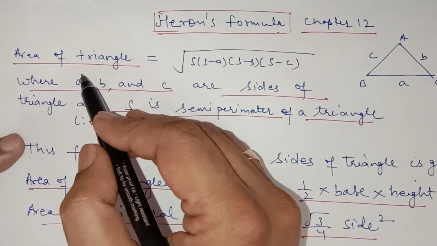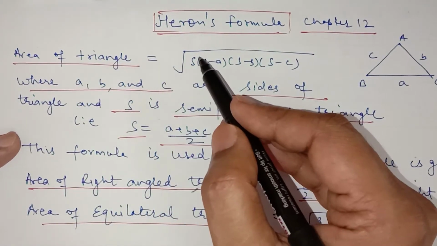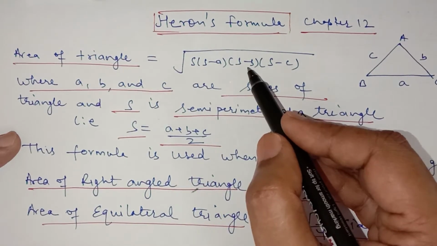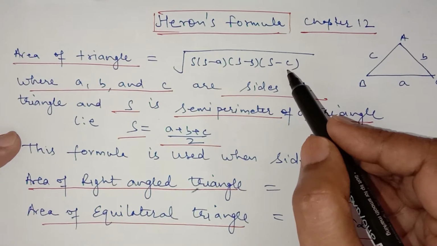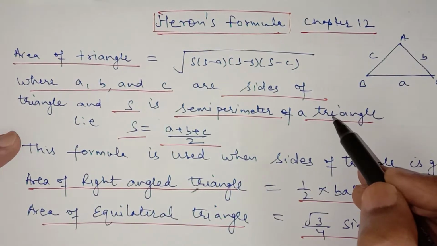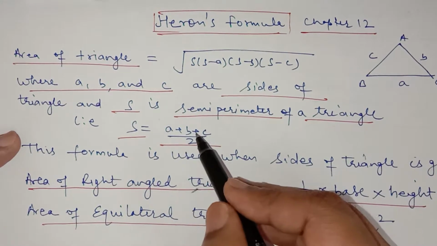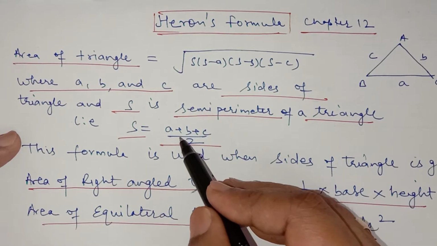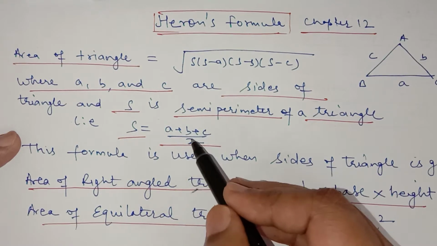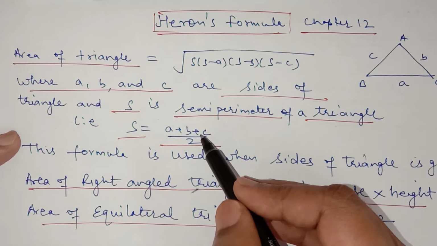Now the area of the triangle when the three sides are given is known as Heron's formula, and it is equal to the square root of s into (s minus a) into (s minus b) into (s minus c). Now what is s? Here s is the semi-perimeter of the triangle. Semi-perimeter means half of the perimeter, which is (a plus b plus c) upon 2. Perimeter is the sum of the lengths of all the sides of the triangle, that is a plus b plus c, and (a plus b plus c) upon 2 is s, where a, b, c are the sides of the triangle.